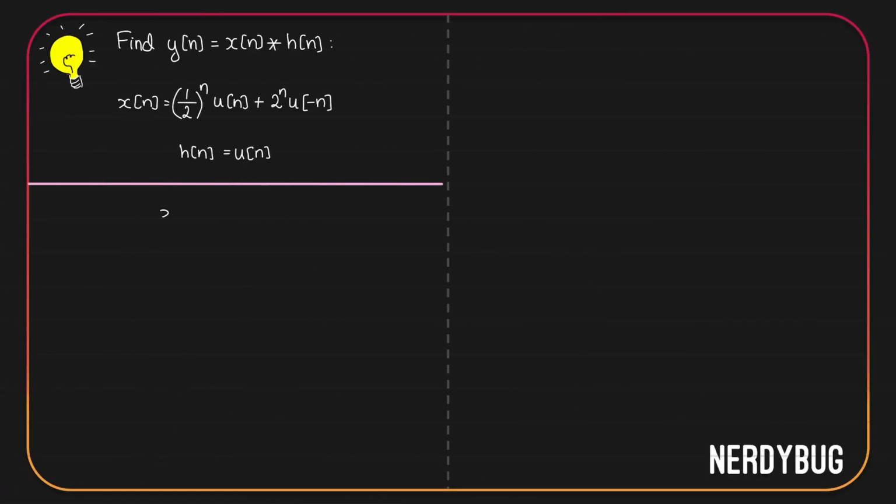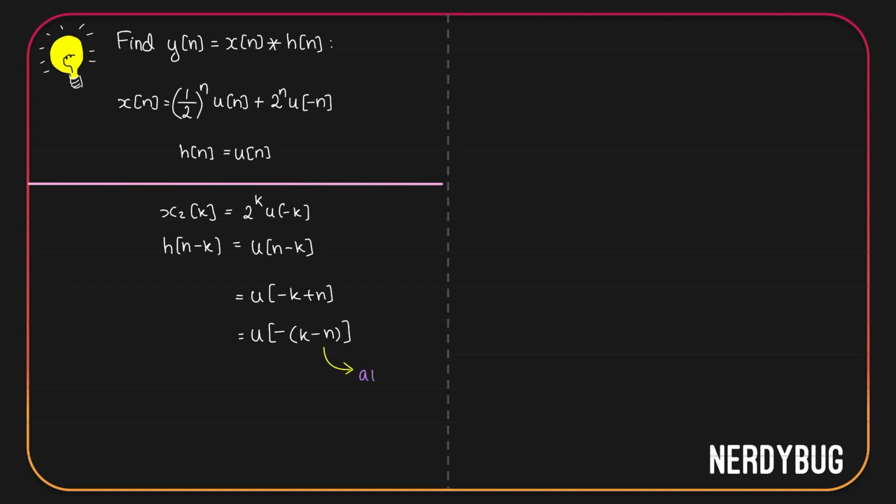So let's write down x2 of k is equal to 2 raised to k u of minus k. We also need h of n minus k to take the convolution. Since h of n is u of n, this will be u of n minus k. We are taking u of n minus k as a function of k. So we can write this as u of minus k plus n, or u of minus of k minus n. Since we have k minus n, this will start at n, and since the scaling factor is negative, it will be left-sided.